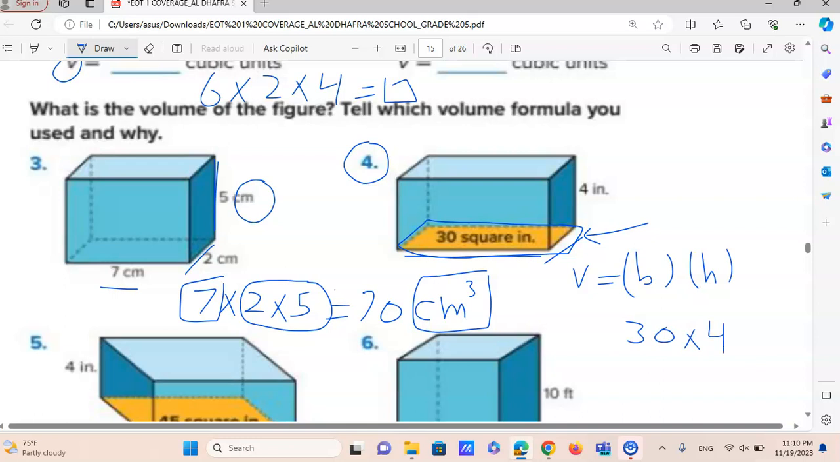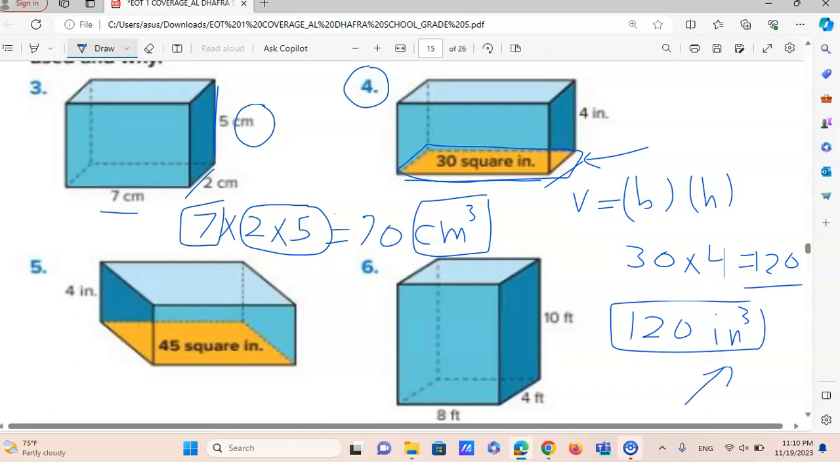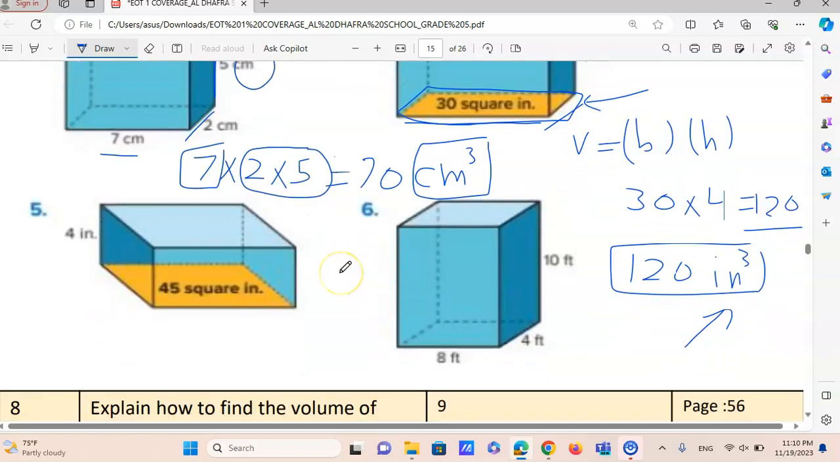times 4. So you learned before how to multiply tens with ones. So move 0 and 3 times 4 equals 12. So 120 cubic inch. It is very important to write the unit, the measurement unit. You can do the same with number 5 and 6.